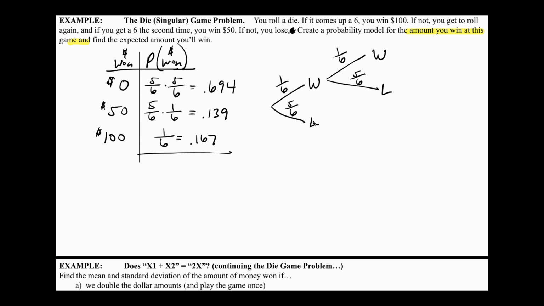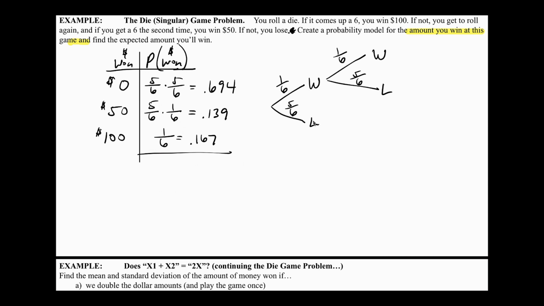To win $100, you have to hit it on the first one. Wait, I'm missing something because that doesn't equal 1, does it? Does it equal 1? Okay. So 1 out of 6, which is the same as 6 out of 36, plus 5 out of 36, plus 25 out of 36. If you add them all together, you get 36 out of 36, which is 1 whole. Okay.